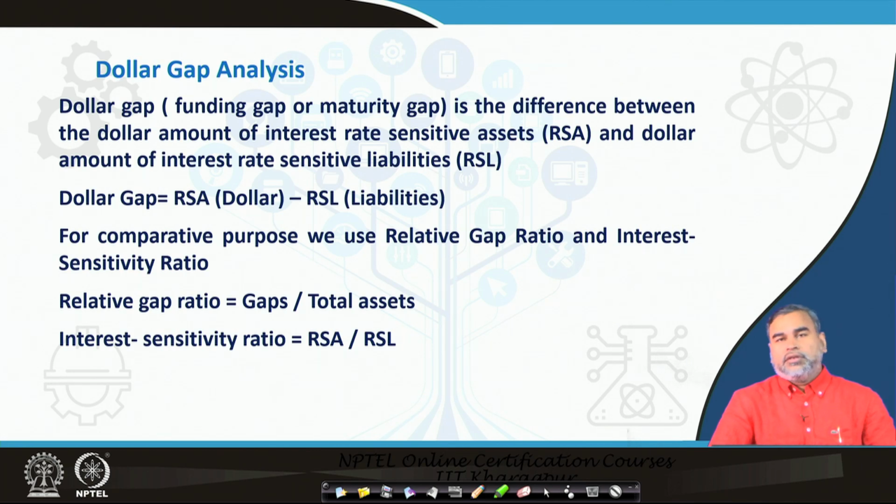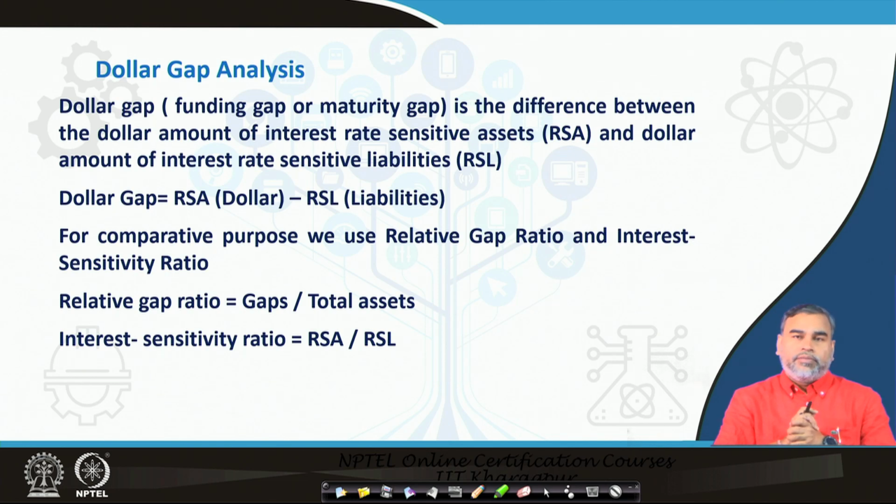The dollar gap is basically nothing but the difference between the dollar amount of interest rate sensitive assets and the dollar amount of interest rate sensitive liabilities. If you take the difference between all the interest sensitive assets and interest sensitive liabilities, then the dollar gap of that particular commercial bank can be measured. So, first of all we have to categorize all the assets and liabilities the commercial bank has. Once we know which are interest sensitive, we find out their monetary value, take the difference between them, and then we get the dollar gap.